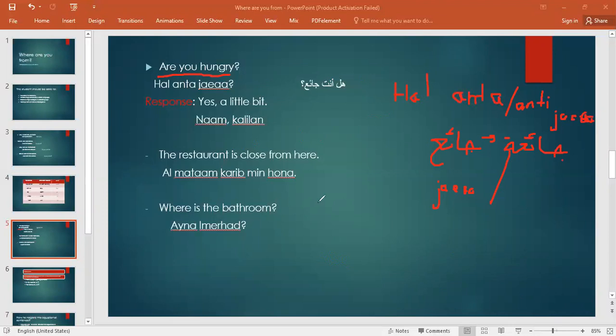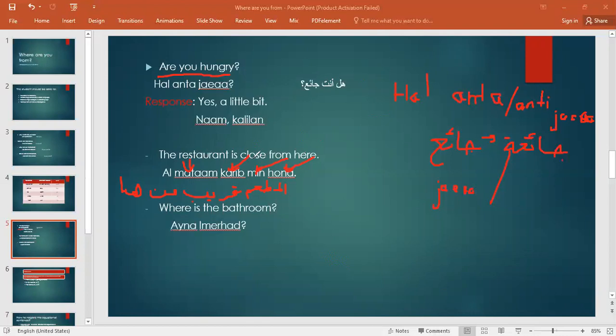The restaurant is close from here. What do you mean by the restaurant? المطعم. From is من. Here is what? هنا. Close is قريب. So المطعم قريب من هنا. You may pass these sentences either in completing a certain dialogue in the worksheet or unscrambling sentences. So المطعم قريب من هنا. The restaurant is المطعم. From is من, we took it. Here is هنا. And close is a new word to you, which is قريب.